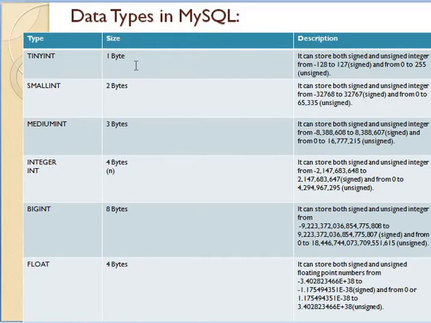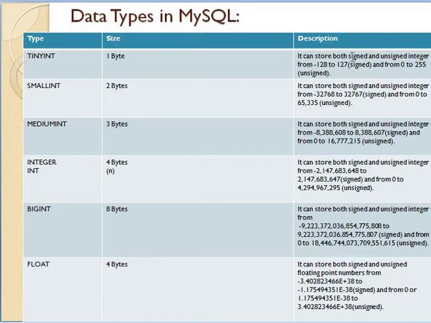We know that 1 byte is equal to 8 bits, and every bit is either a 0 or a 1. So if the size is 1 byte, it means it can store 8 zeros or ones, or a combination of both. The data type tinyint can store both signed and unsigned integer values.